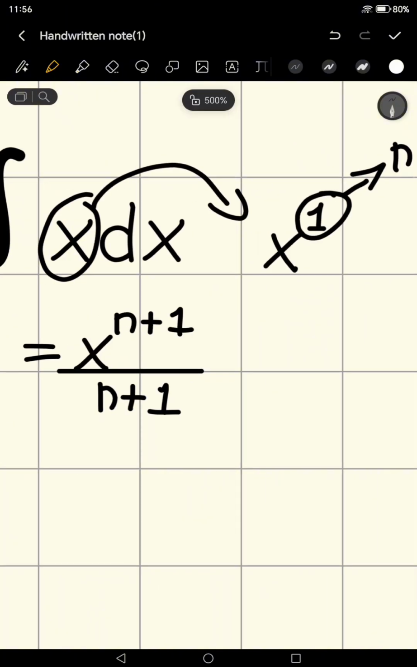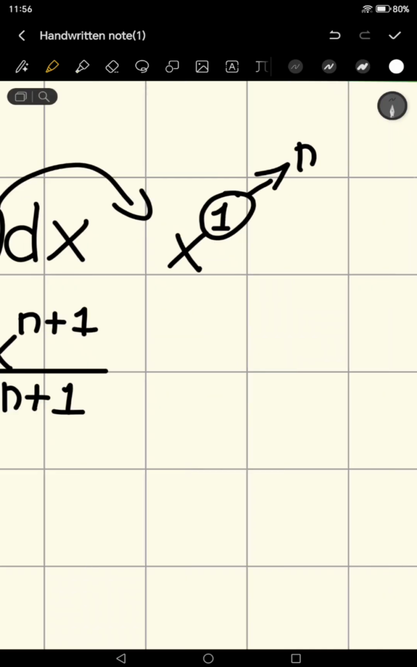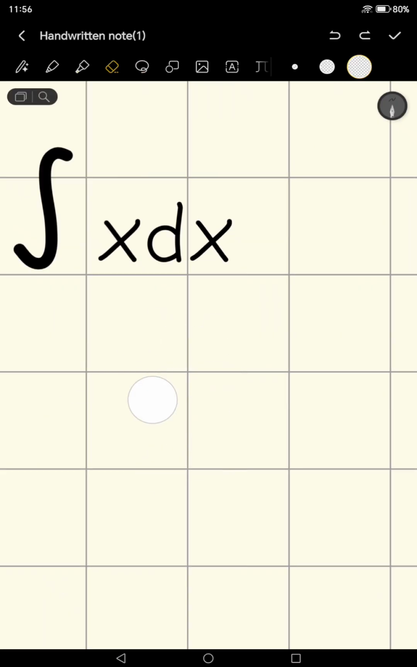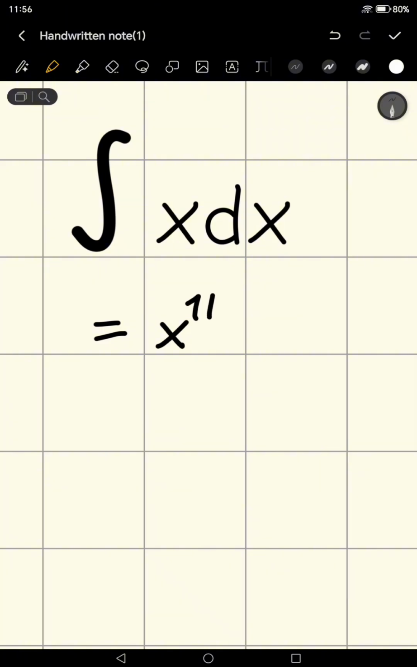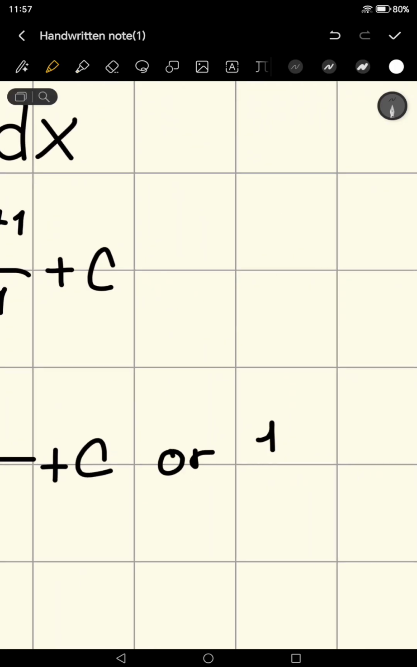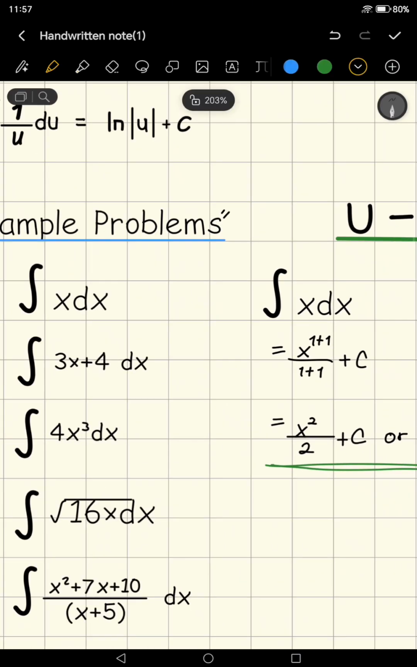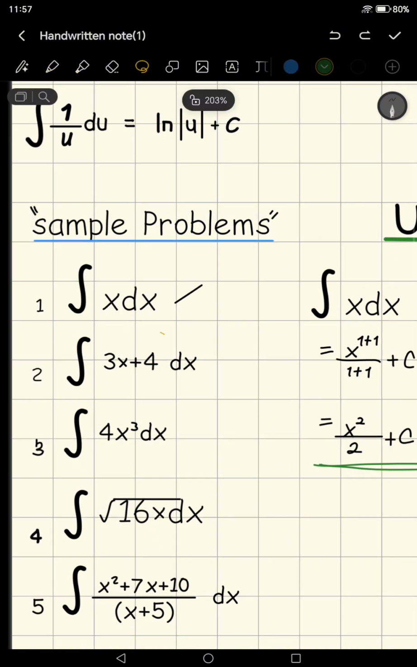And since we all know that every variable has an invisible exponent 1 at the top of it, our n will become 1 since there is no number at the top of x. So the integral of x dx is equal to x raised to 1 plus 1 all over 1 plus 1 plus c. Simplify, so this will become x raised to 2 all over 2 plus c, or 1/2 of x raised to 2 plus c. And that's the final answer. Any of these two, rather.